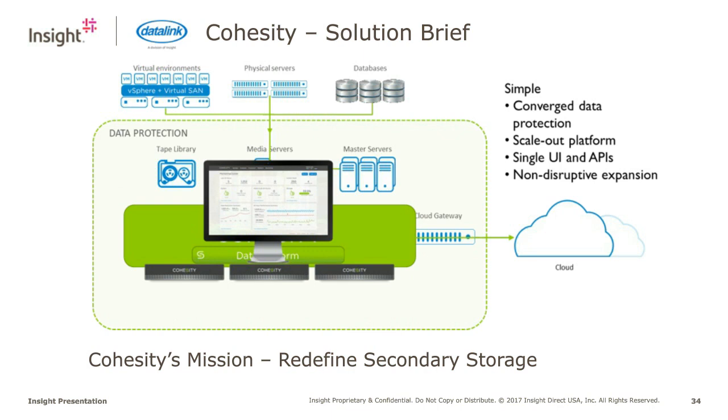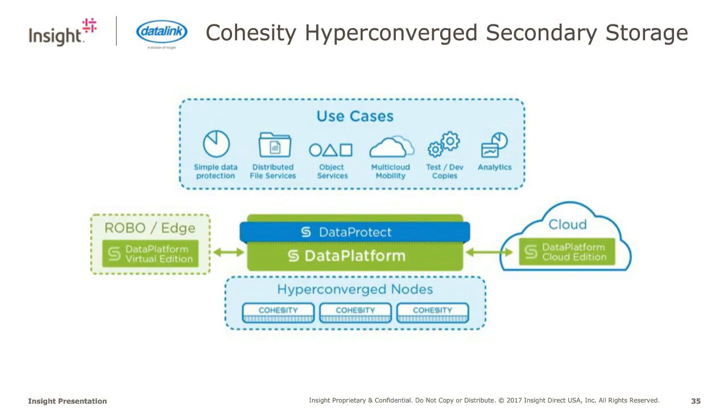They call it converged data protection. It's a scale-out platform, single UI and API, and non-disruptive expansion. As I mentioned, hyper-converged secondary storage data protection. You can see some of the use cases here. I won't read through all of those, but there are appliances for the data center, virtual appliances for ROBO and edge offerings, and then virtual appliances inside of the cloud to do cloud replication that we'll touch on, as well as native data protection inside of the cloud environment.